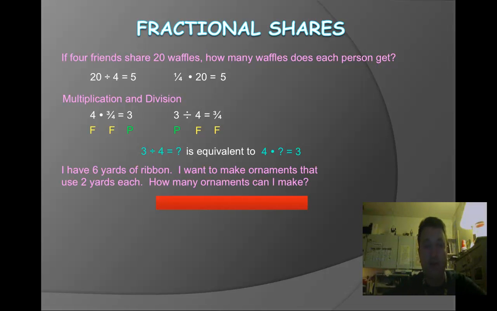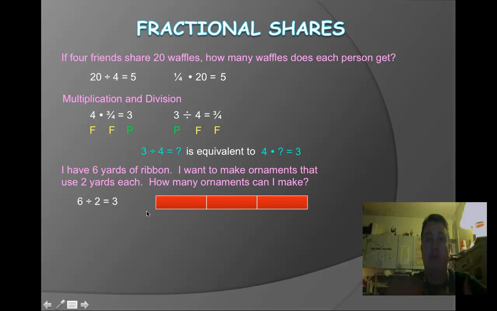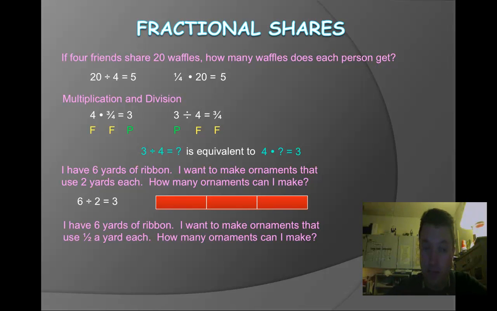So let's look at this as an example. I have 6 yards of ribbon. I want to make ornaments that use 2 yards each. How many ornaments can I make if I've got 6 yards of ribbon? Well, 6 divided by 2 equals 3. So I can cut this ribbon up into 3 equal parts, so I end up with a total of 3 ornaments.